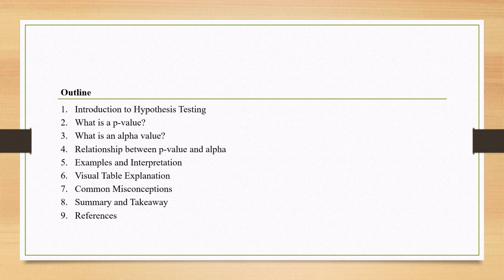Here's what we'll be covering in today's session. First, we'll introduce the concept of hypothesis testing. Then we will understand what p-value is and what an alpha value represents. We'll look at how these two are related. We'll go through examples and interpretations. A visual table will help reinforce the concept. We'll address some common misconceptions, and finally we'll summarize the key takeaway and provide references. So let's dive into the first concept.